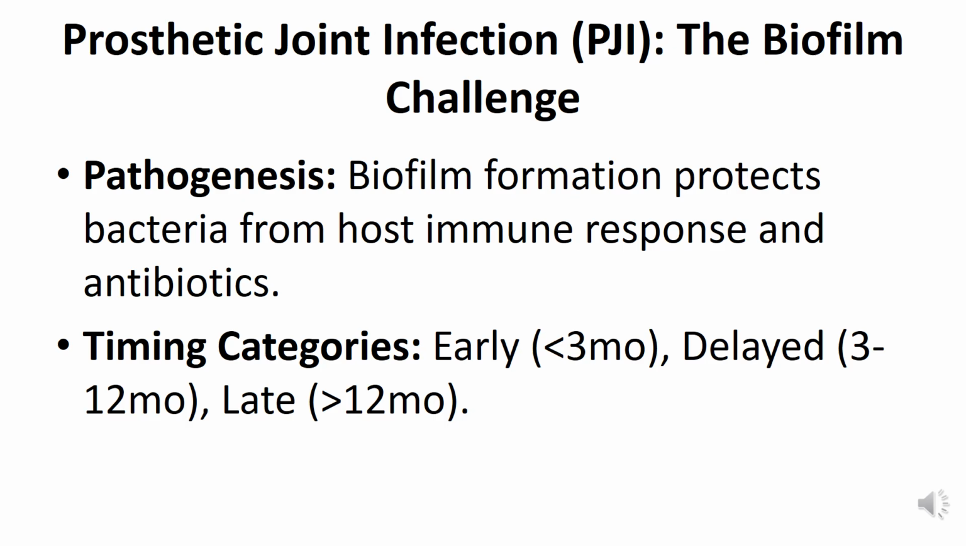Now let's talk about how prosthetic joint infection develops over time. We classify it into timing categories. First is early infection. This happens within 3 months after surgery. It is often acquired during the operation or soon after. Patients may show acute pain, redness, or wound discharge. Next is delayed infection. This occurs between 3 to 12 months. It is more subtle.